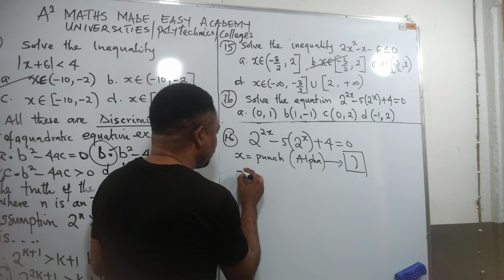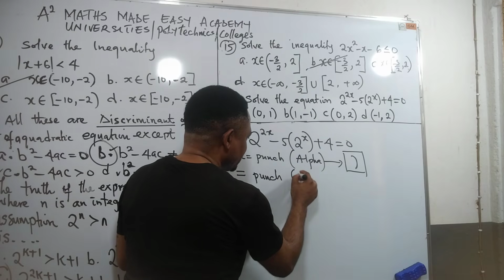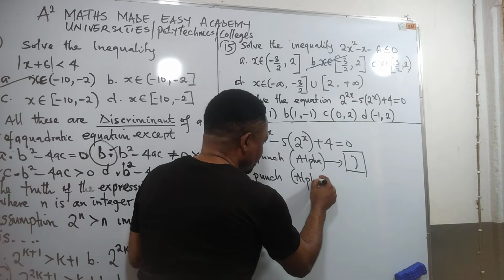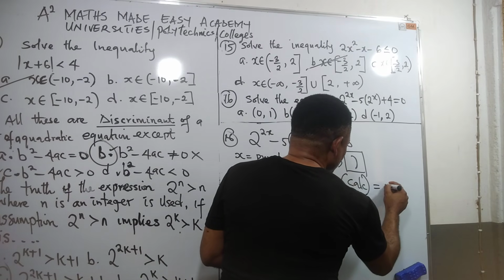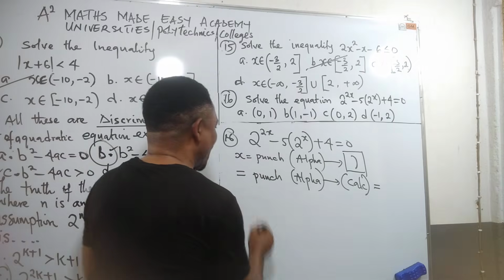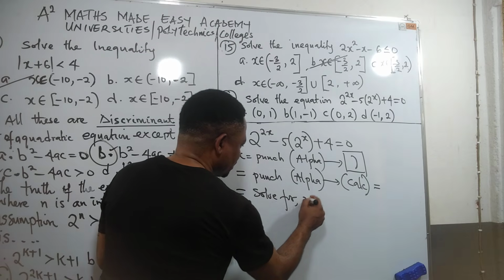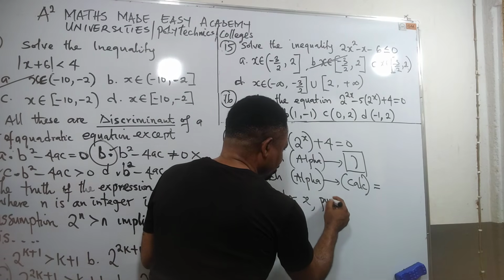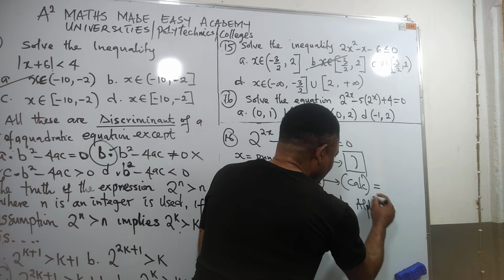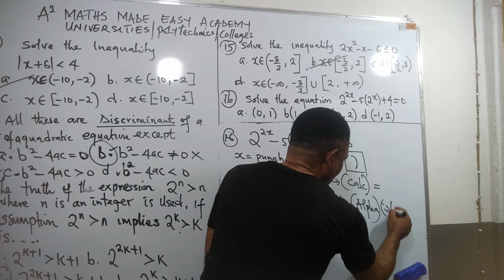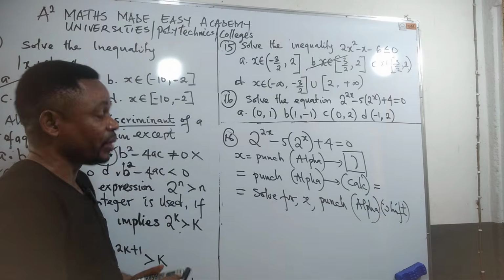Then anytime you want to punch equal to, press alpha CALC, and the equal to sign will appear. Are you with me? Finally, anytime you want to punch solve for x, punch alpha, then shift, then equal to, and the solve for x will appear. I just want us to use the calculator method to solve this.